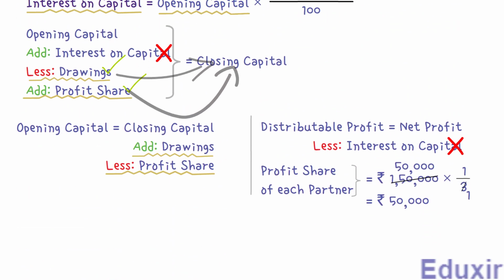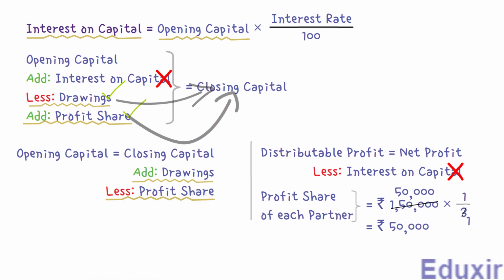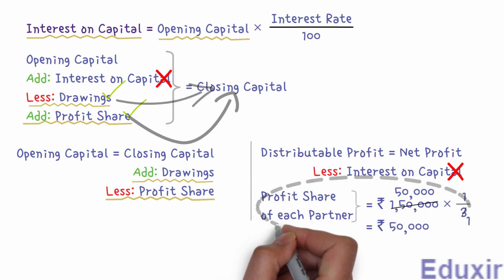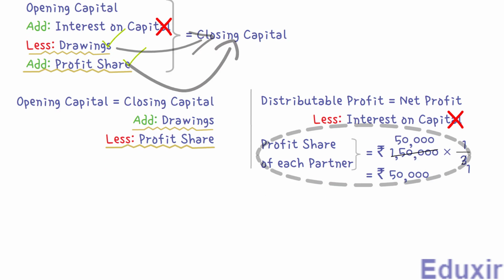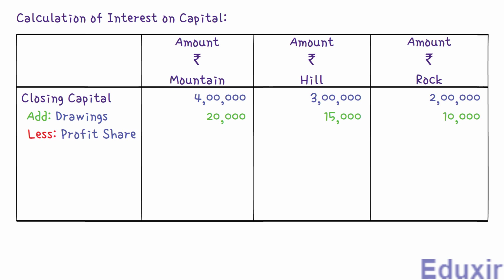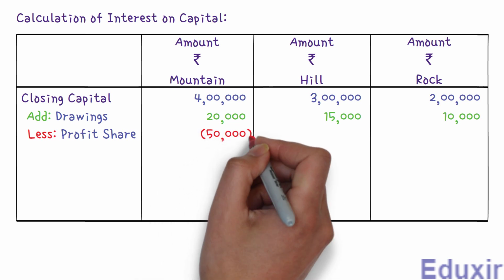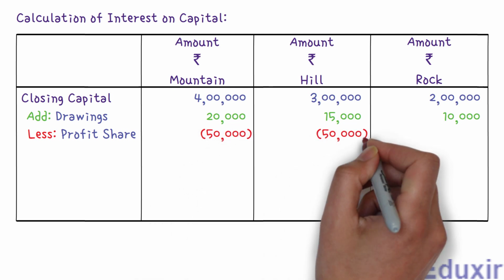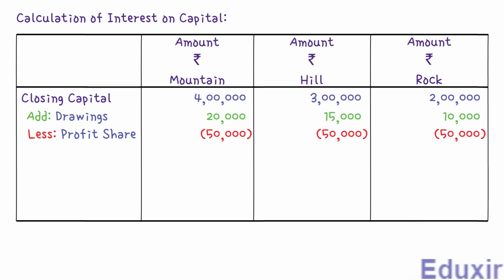Now, as per the formula, we have to lessen the profit share. And as we have just now calculated, the profit share of each partner is 50,000 rupees. So, let's write less profit share. Let's write 50,000 rupees of profit share for each partner. Now, we have everything to calculate the opening capital.